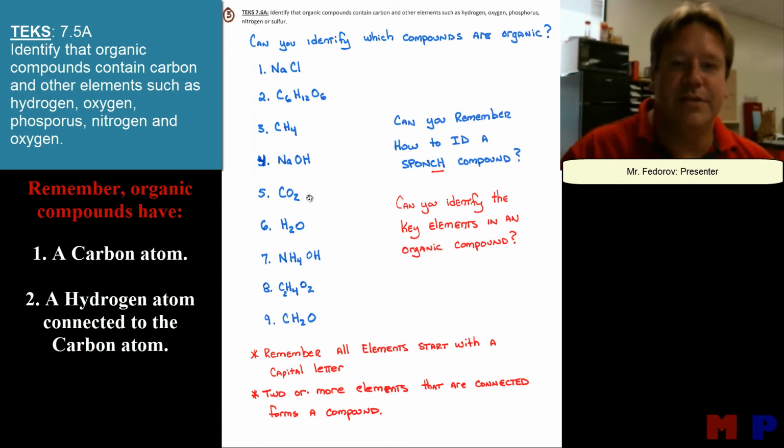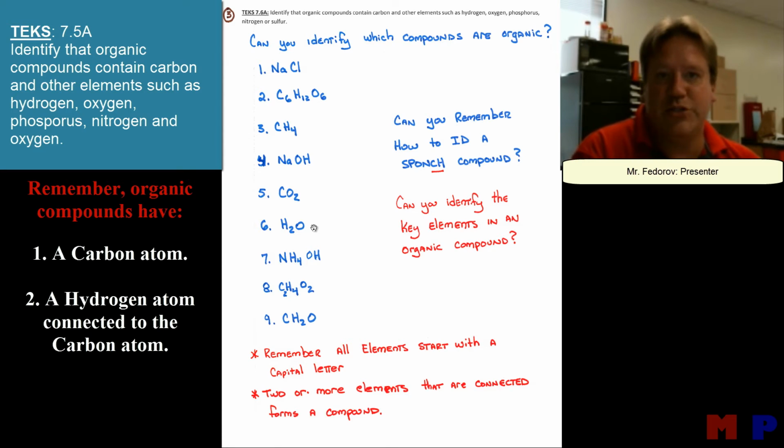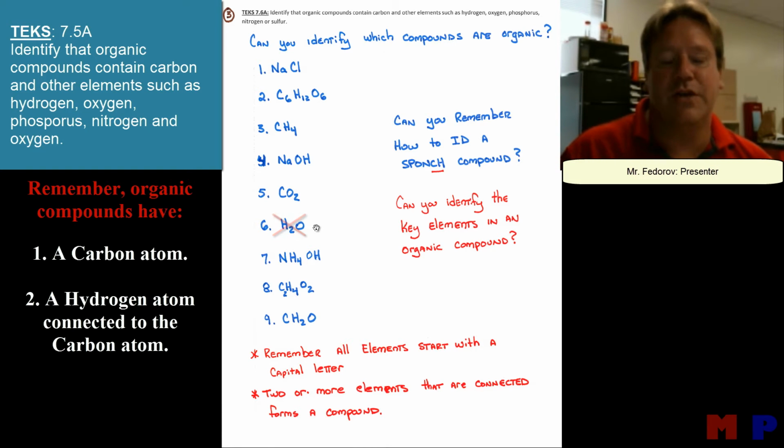Carbon dioxide, CO2. This is not an organic compound. It is missing a hydrogen. Remember, carbon has to be attached to hydrogen in order for it to be an organic compound. Next we have water, H2O. This is not an organic compound either. Water does not have the carbon atom in it, so it is missing that carbon atom, and therefore it is not an organic compound. Ammonium hydroxide, NH4OH, is also missing the carbon atom, and so we do not have an organic compound here.